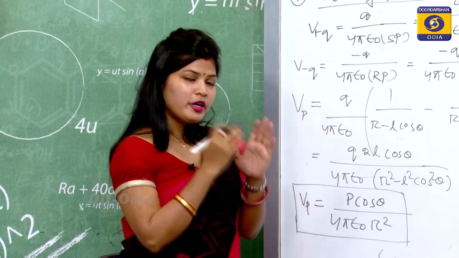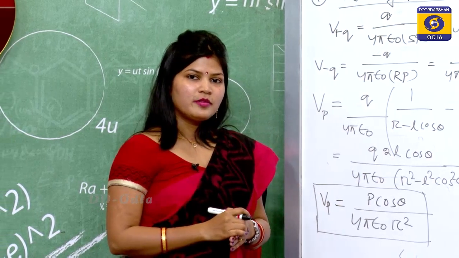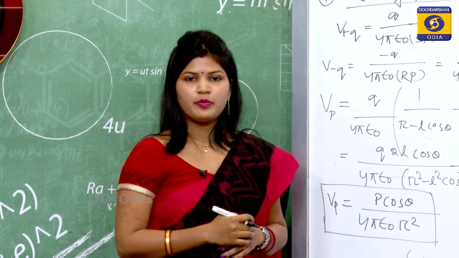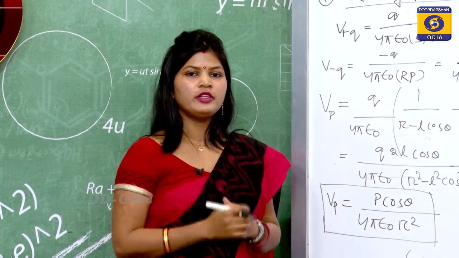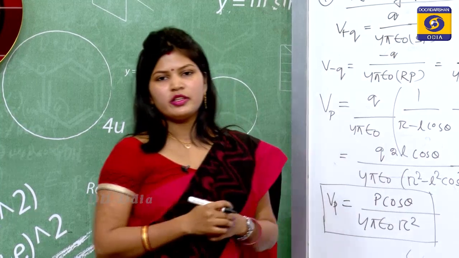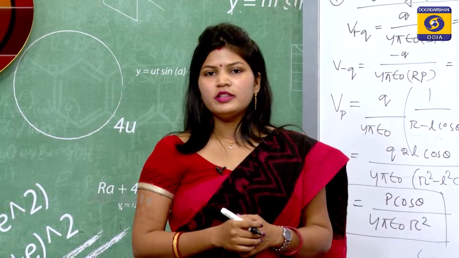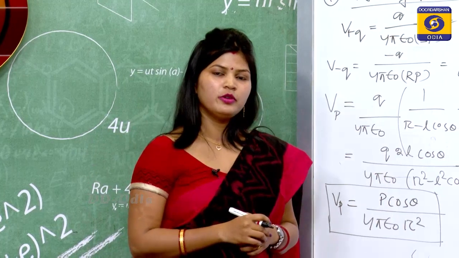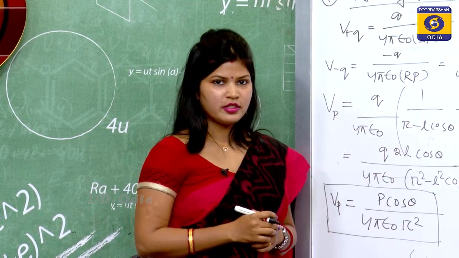Similarly, at what point does potential exist, but the electric field is 0? Many examples are there. You can say inside the conductor. Inside a conductor the electric field is 0, but the potential is constant.